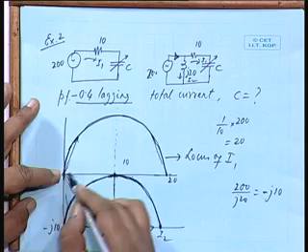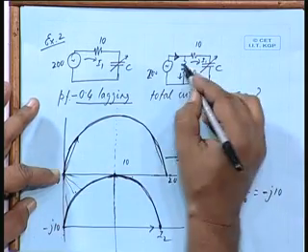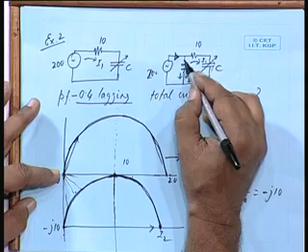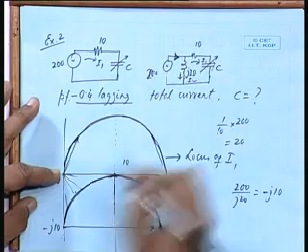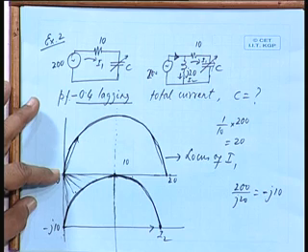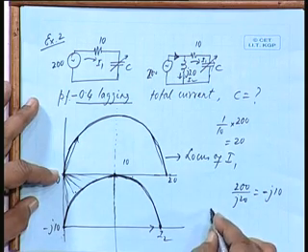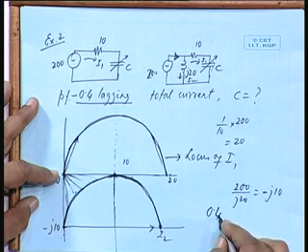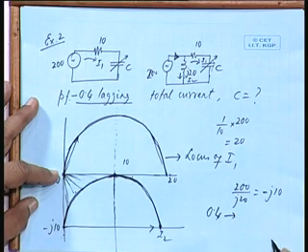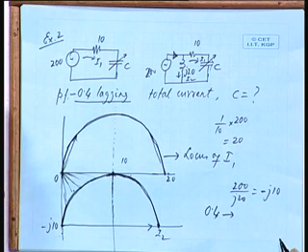So, when the current I1 is 0, the total current is just minus j10, when there is no current through this, and so on. So, this is the current. For 0.4 lagging power factor, what is the angle? Cos inverse of 0.4, whatever be that angle.